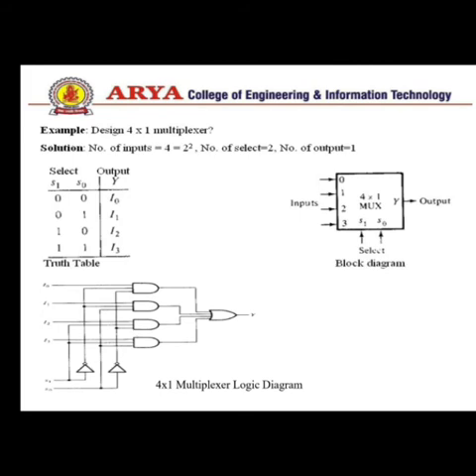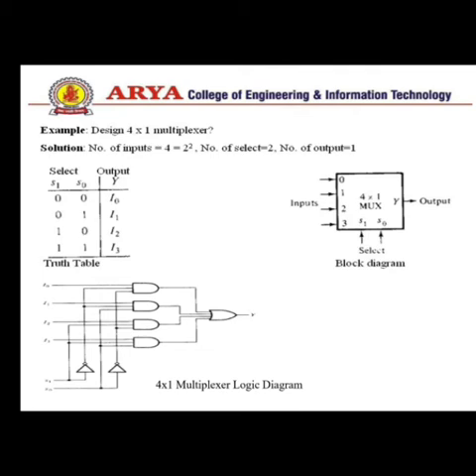First of all, we construct a 4 to 1 multiplexer. In a 4 to 1 multiplexer, the number of inputs is 4, which is 2 power 2, so the number of selection lines is 2, and the number of outputs is 1. First of all, we construct the truth table for this circuit. S1 S0 are the selection lines, so with 2 selection lines the maximum possible conditions are 4, so we put the values from 0 0 to 1 1.